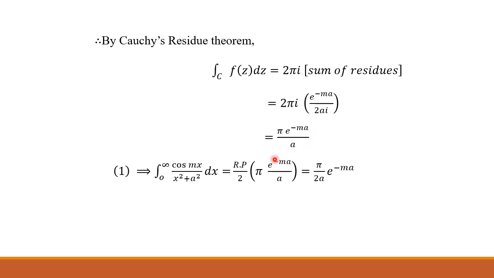Now substitute the values in equation 1. We get integral 0 to infinity cos mx/(x^2 + a^2) dx as real part divided by 2 into π e^(-ma)/a. The whole term is real, so we write the whole term. That is π/(2a) into e^(-ma).